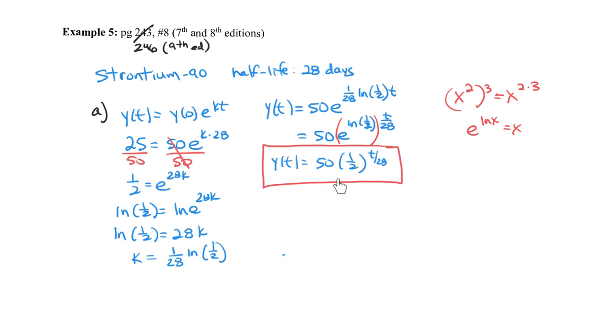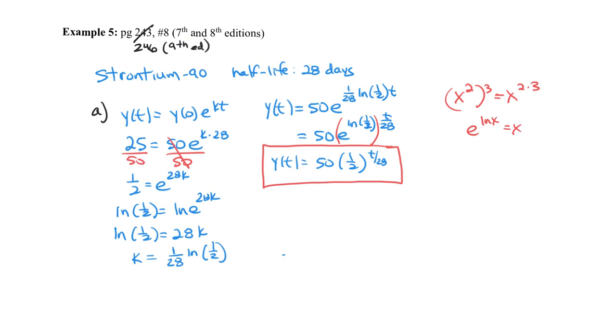After, say, I'm just going to make it an easy one, 56 days, we'd have 56 divided by 28, which is 2. So we'd have 50 times 1/2 squared, or 50 times 1/4, right? So you can see it's like halving each 28 days. The amount of strontium-90 gets halved, right? Because the half-life is 28 days. So I like this formula. To me, this is the best one.